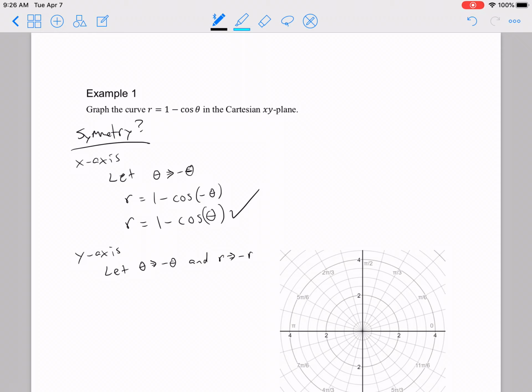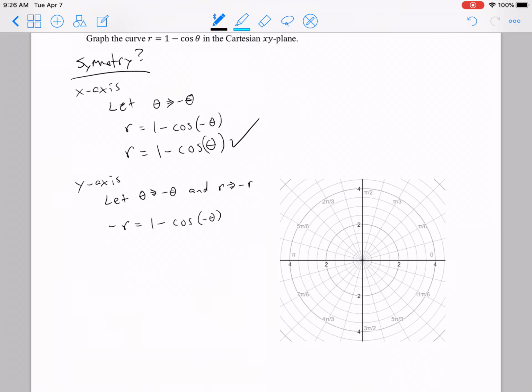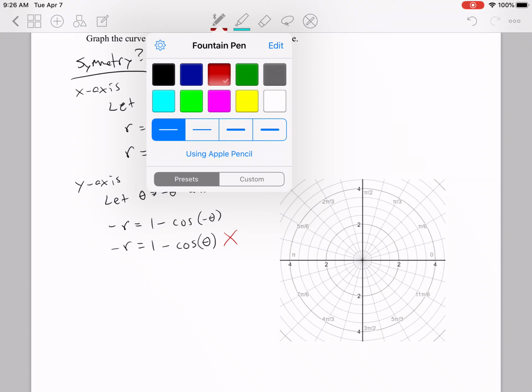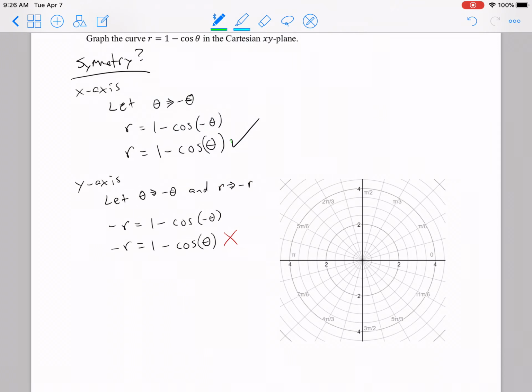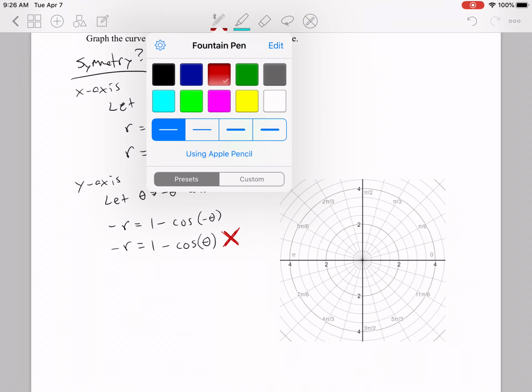And so we're going to get negative r equals 1 minus cosine of negative theta. Now here, this cosine of negative theta, just like before, becomes just cosine of theta, but negative r stays negative r, and we can't do anything more with that, so this does not work. So that one's out. Maybe I should put a green check mark here. This one did work. Okay, that one worked. This one did not work.